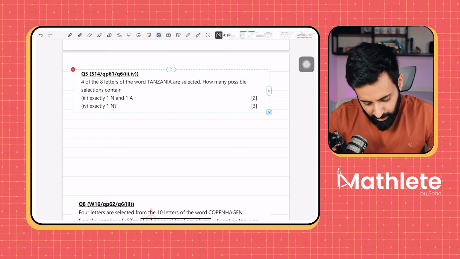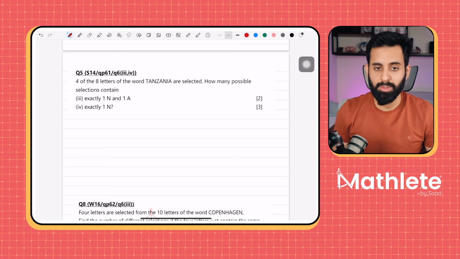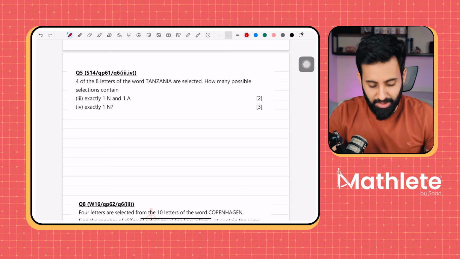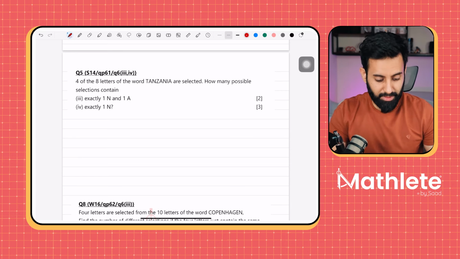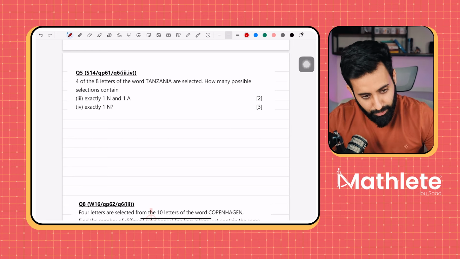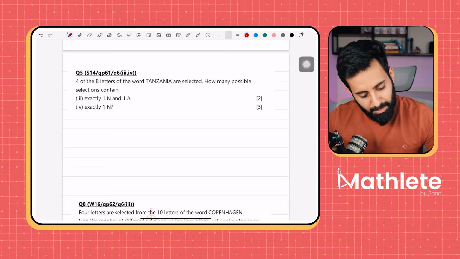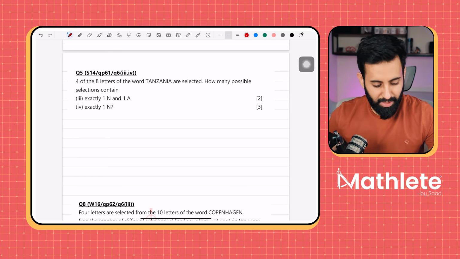So we'll come across questions like these again, and I should have said this sooner, but I would encourage you to now pause this video and solve this question yourself, and then you can play the video and see if you're getting the correct answer or not. So 4 of the 8 letters of the word Tanzania are selected. How many possible selections contain exactly one N and exactly one A?